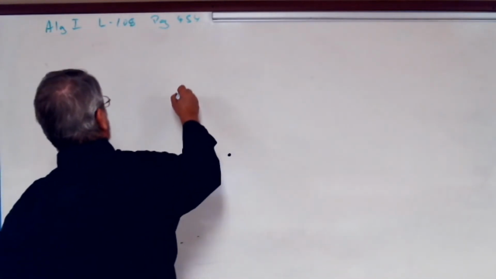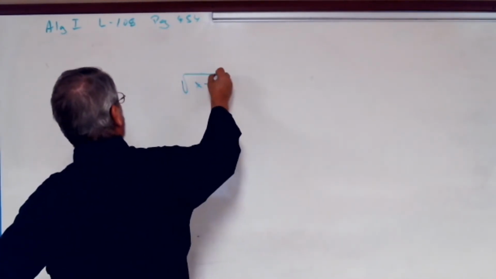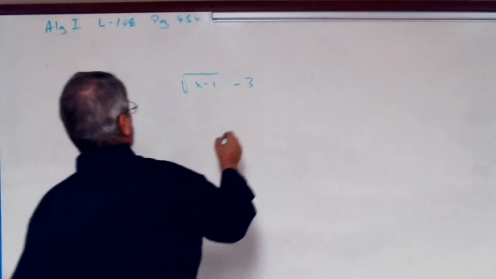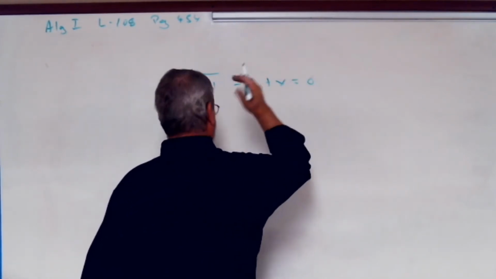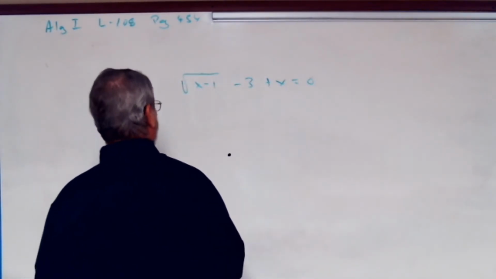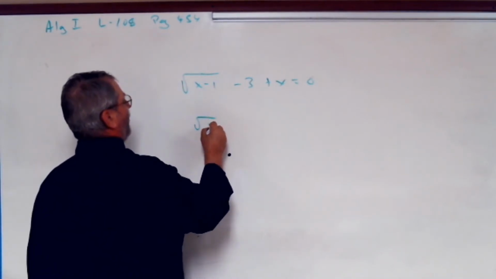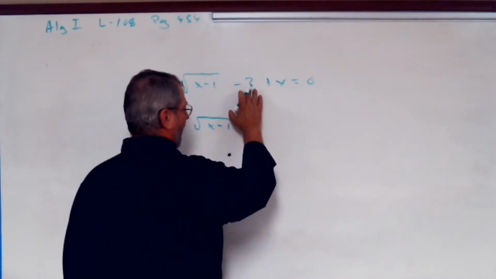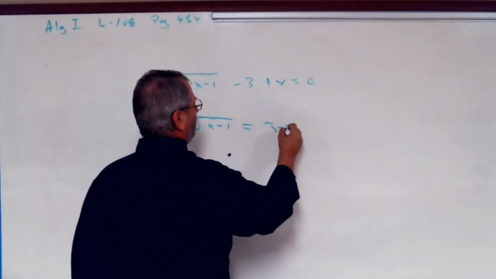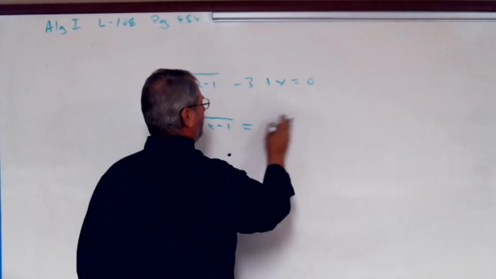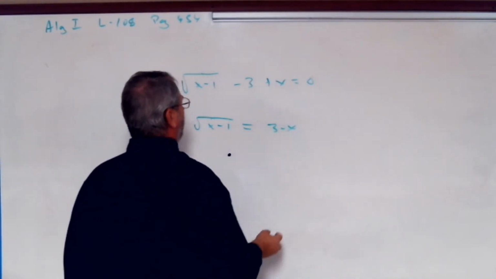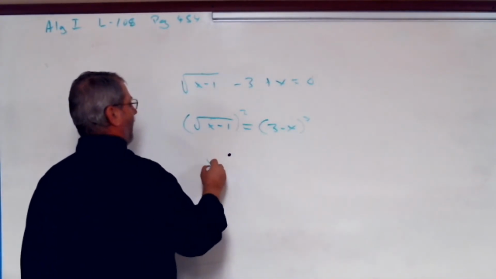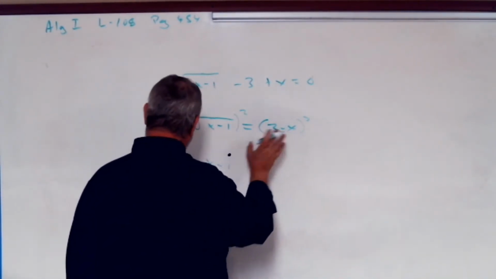So let's see. Radical x minus 1 minus 3 plus x equals 0. Again, isolate the radical. Get it by itself. Radical x minus 1 equals, add that, subtract that, 3 minus x. Now I'm going to square both sides. X minus 1.